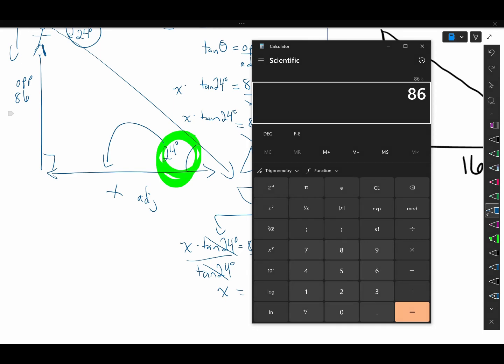86 divided by 24, and then I'll make sure I take the tangent of this to end up with 193. Does that answer make sense?